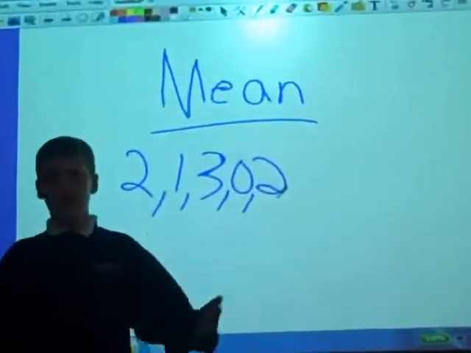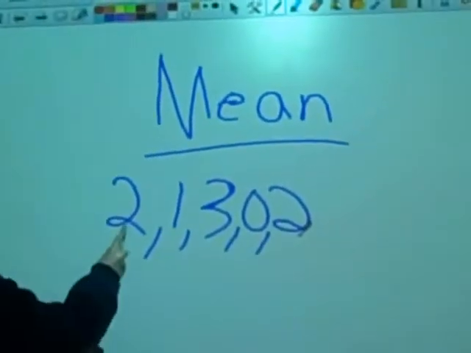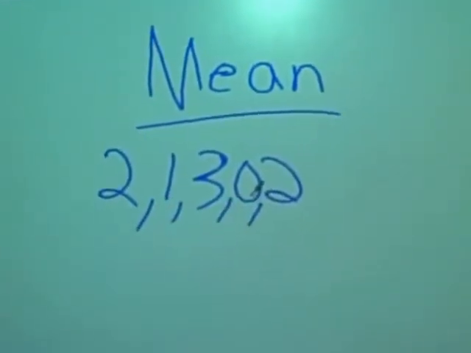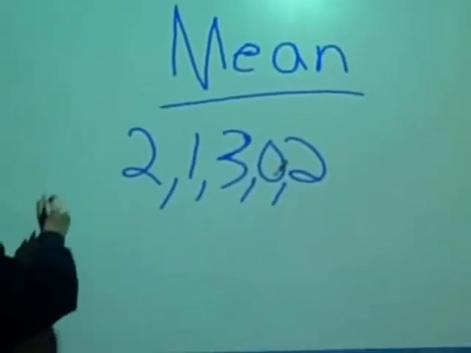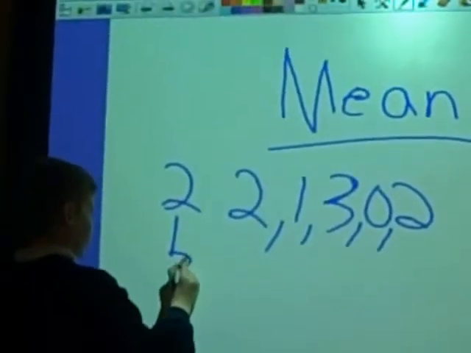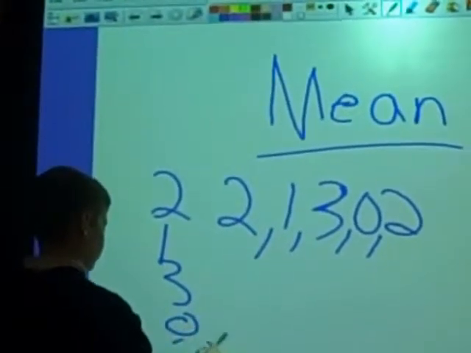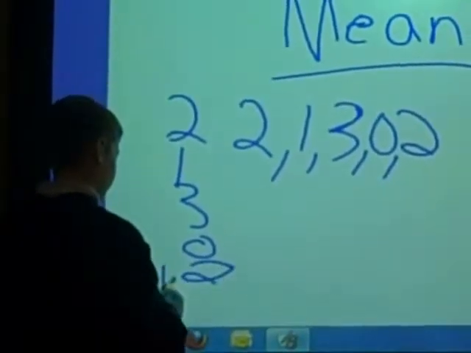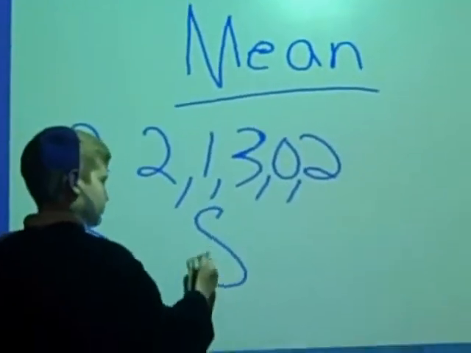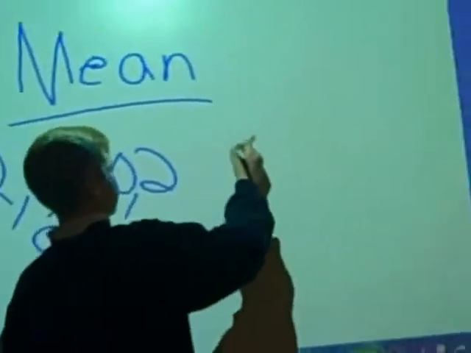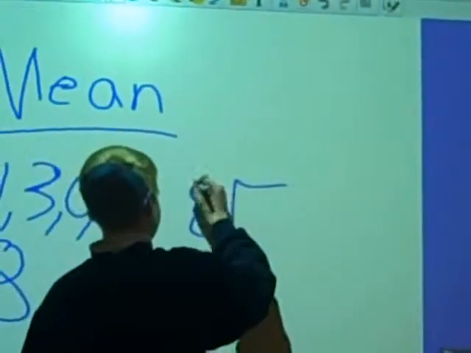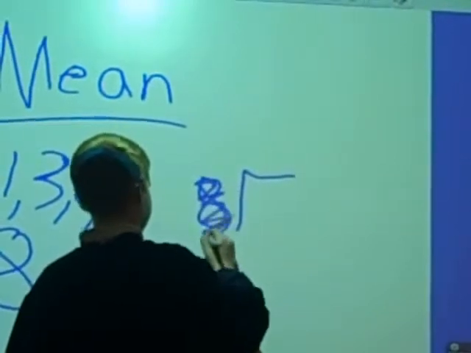How do we get the mean? First, we list all the numbers. 2, 1, 3, 0, and 2. Then we add them all together. Together, they equal 8. Then we take 8 and divide it by 5. 5 is how many numbers we have.